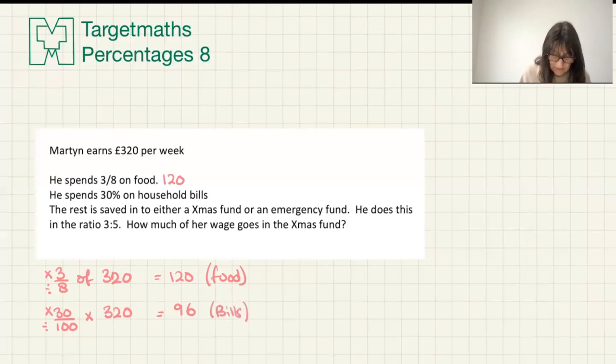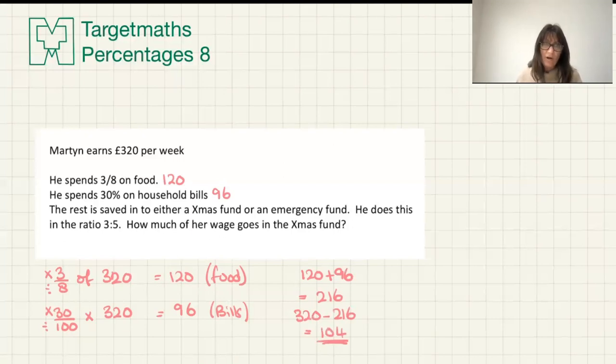Now, the rest is saved. I don't even know what that is, so that's going to be my next piece of work. If he's saving the rest of the money, I need to know what the rest of the money is. So I've got 120 plus 96. 120 plus 96 is 216. 320 take away 216 is 104. That's what he's got left. So he's saving 104 to either a Christmas fund or an emergency fund.